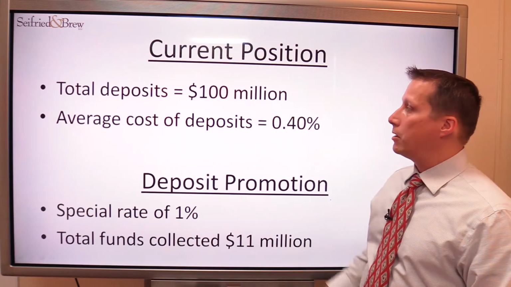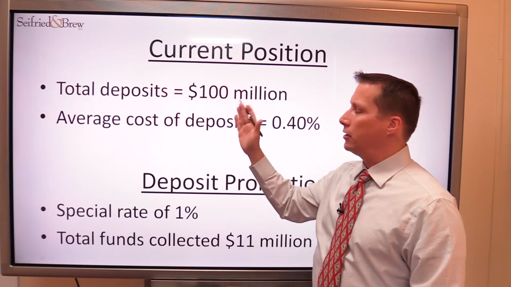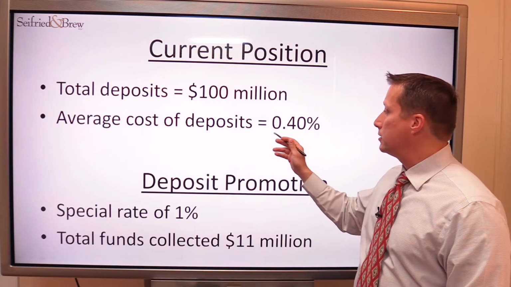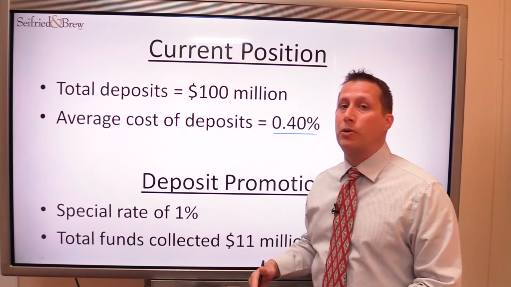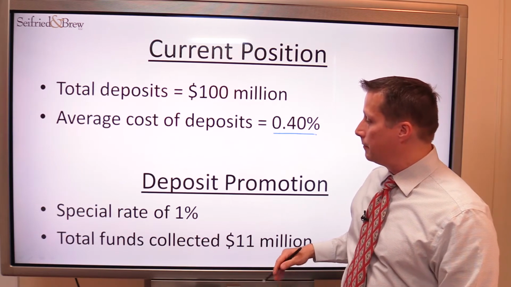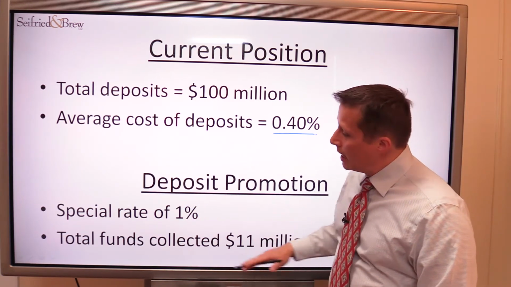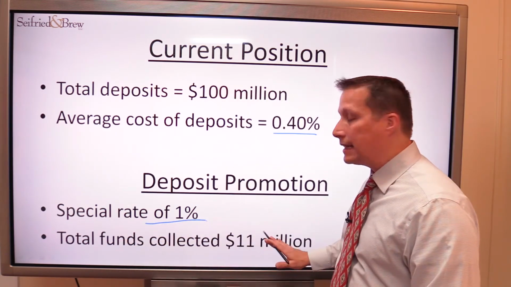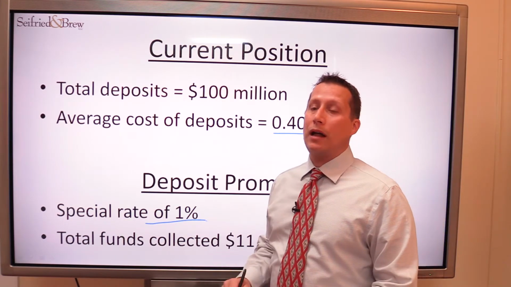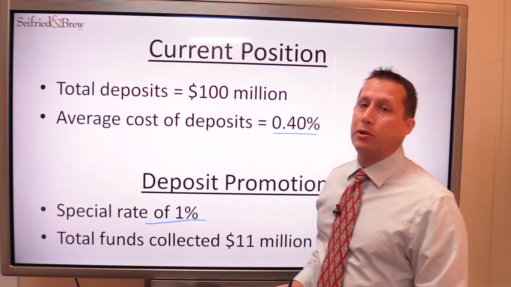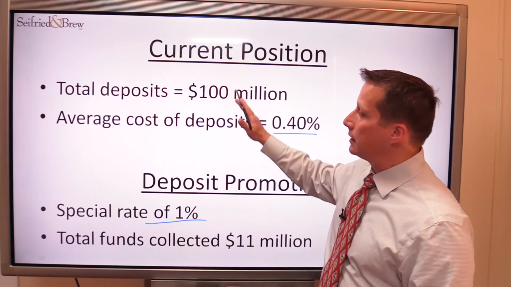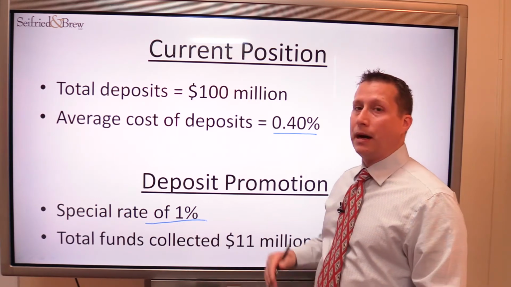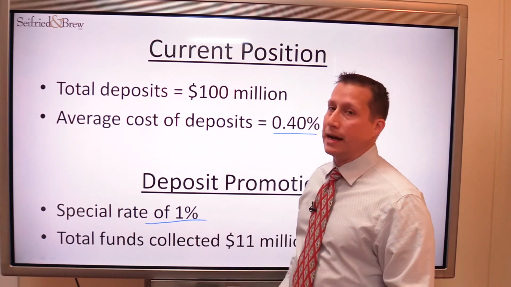So let's look at an example here. In the current period, we have total deposits at this institution of about $100 million. The average cost of those deposits is just 40 basis points, which is pretty typical for this time period. We want to look at a deposit promotion in which the special rate is a 1% rate, and the total funds collected in this deposit account is $11 million. So about 11% of the funds are now going to be inside of the total deposits, and at the end of the period we should have a pretty good deposit concentration inside of this account.